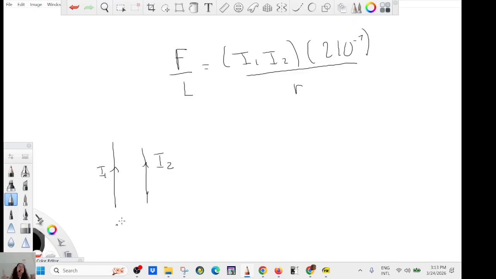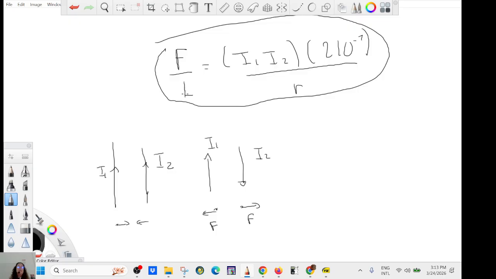They go the same way, so they attract. They go in the same way, they love each other. Okay? And if I1 goes this way and I2 goes that way, they hate each other, they don't have the same political view, so they repel each other. I hate you, I hate you. And that will be the equation.